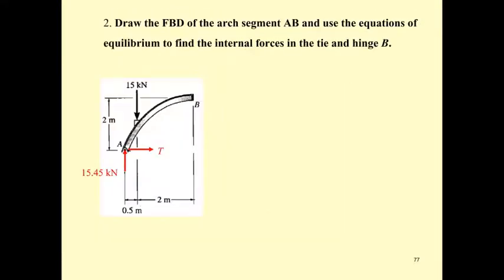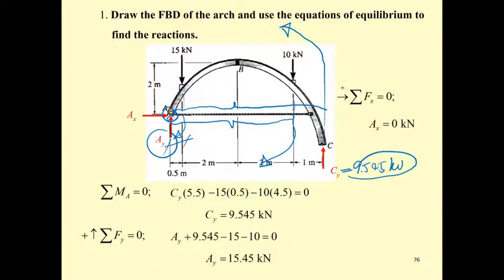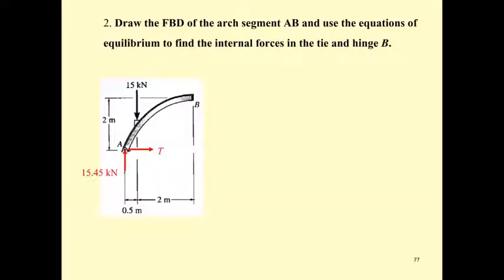Okay, we have this one for 0. This is 0. This is going to be 15.45. We are going to find the force SB. So we have to use the free body diagram of portion AB. Now the free body diagram of portion AB looks like this, and then at B you're going to have B sub x and B sub y.